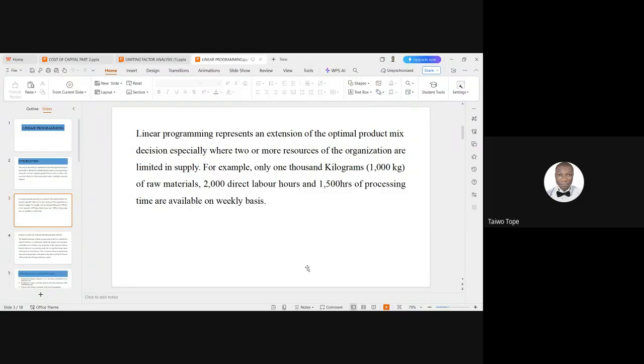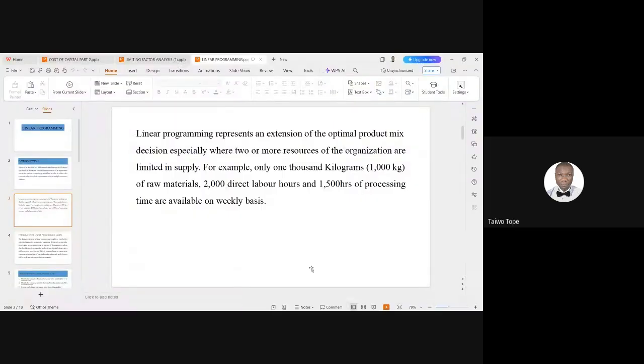So for you to determine these unknown variables, you must first of all define your objective function. And what makes up your objective function? Are you trying to maximize contribution? Are you trying to maximize output? Or are you trying to minimize cost? We maximize profit, but what we do, we minimize cost. So questions can come in diverse ways.